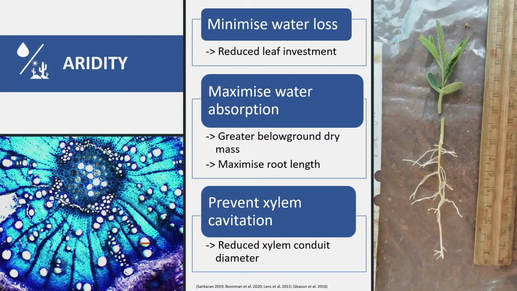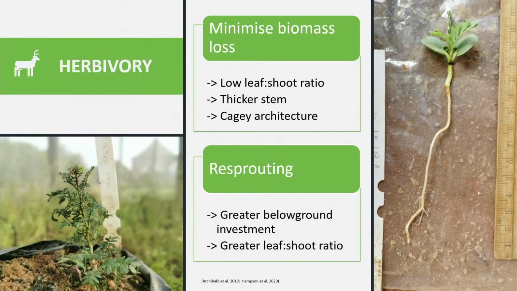For aridity, plants can reduce leaf investment to minimize water loss. They can have more below-ground dry mass or greater root length to maximize water absorption, and reduce xylem conduit diameter to prevent xylem cavitation. Adaptations to herbivory include a lower leaf-shoot ratio and thicker stem, as well as caged architecture. And adaptations to resprouting can be, again, a greater below-ground investment, but also a greater leaf-shoot ratio because the plant can recover more quickly from a disturbance.